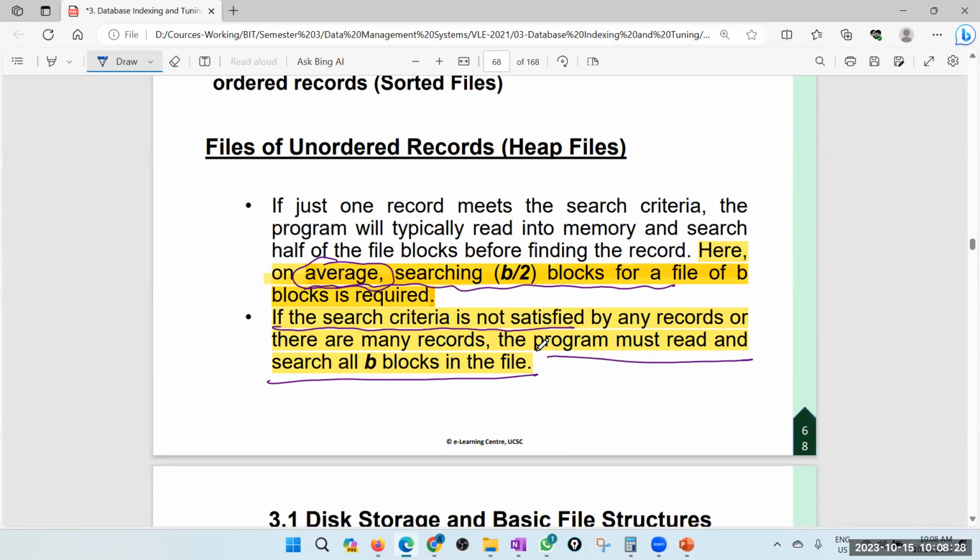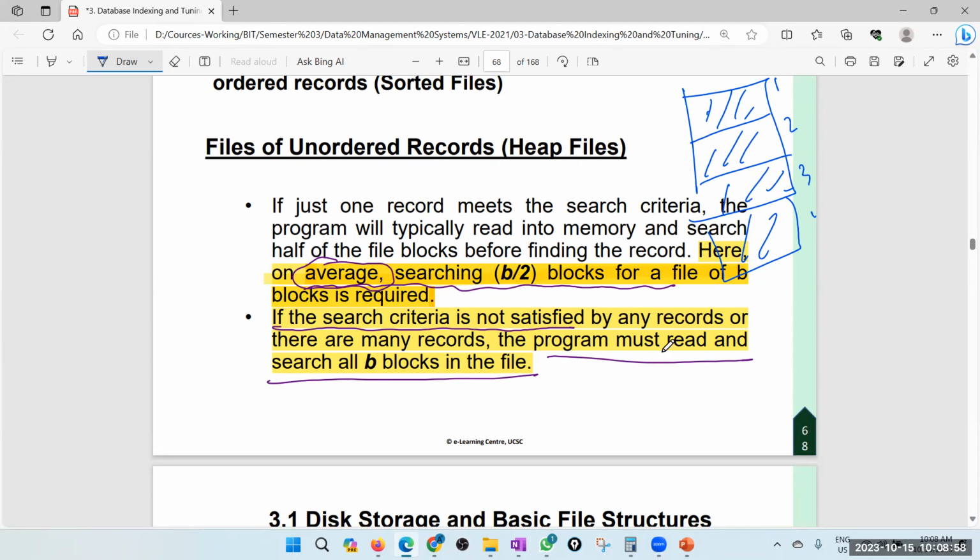Right. So now these are important for exams also. The average searching time is, right? If you have B number of blocks used to keep the file, say 1, 2, 3, 4, so your file is kept in 4 blocks.